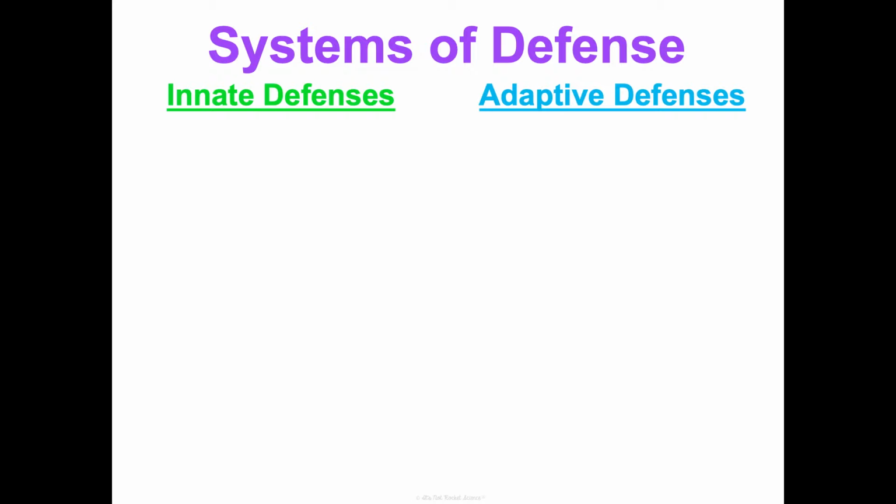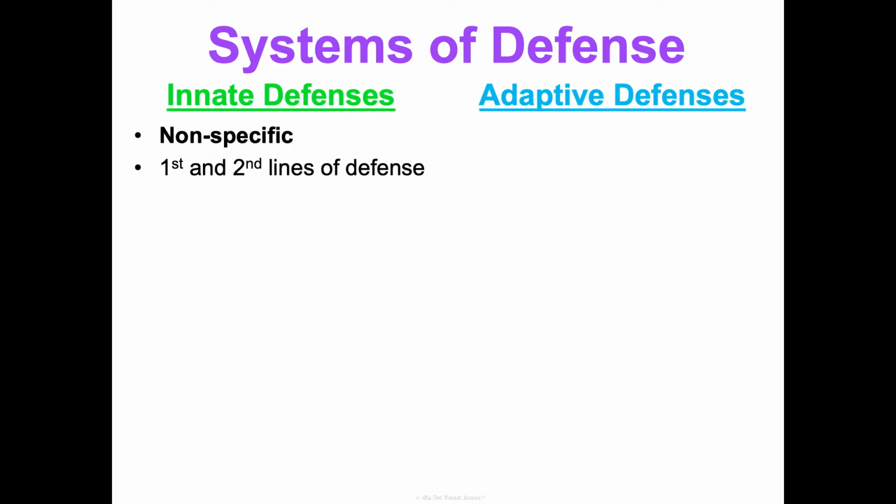We have innate defenses and adaptive defenses. The innate ones are non-specific. They just kind of apply. We'll talk about each in more detail. It's on guard at all times. It's ready to attack anything and everything without specificity.